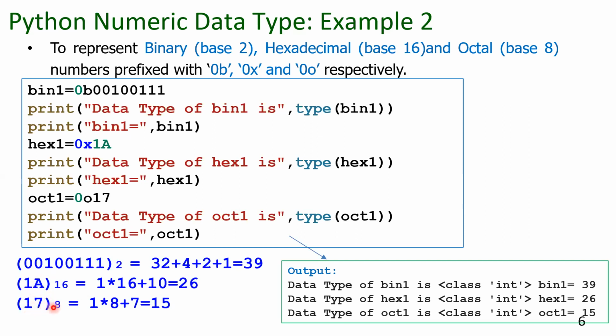And then if we try to convert 17, which is represented in the octal form, into decimal, again the same procedure has to be followed where each digit has to be multiplied with the corresponding place value and all these values have to be summed up. That means 1 into 8, 8 is the place value of 1 and 8 power 0 is the place value of 7. So we are getting 1 into 8 plus 7, which is 15 here. So 15 is the decimal equivalent of 17 in octal. So when we try to print the values of bin1, hex1 and oct1, we are getting the corresponding decimal values as 39, 26 and 15 respectively.